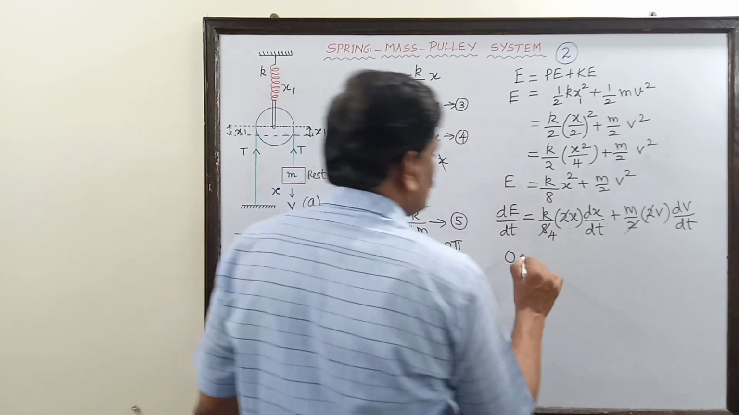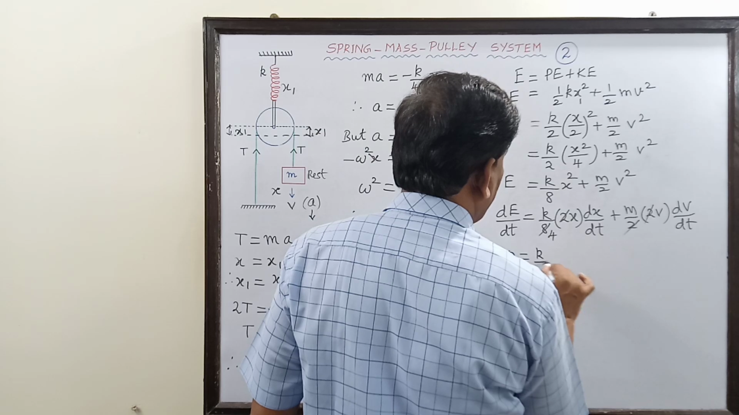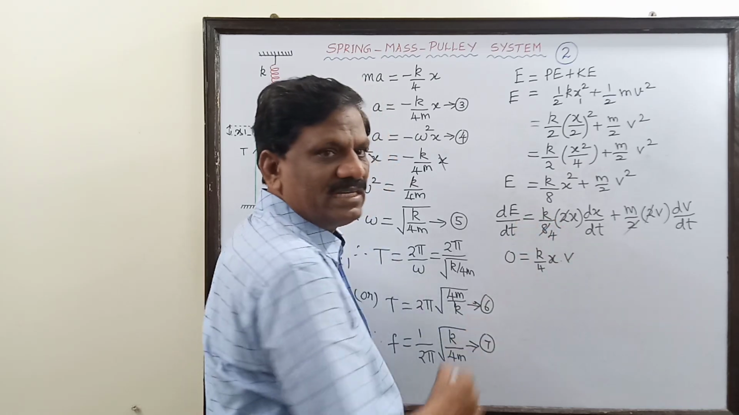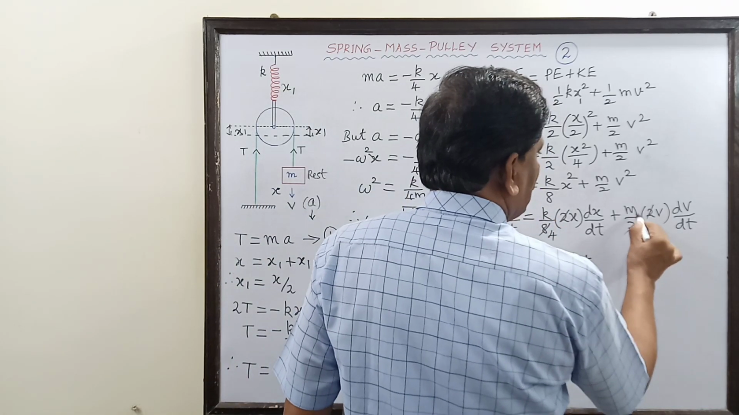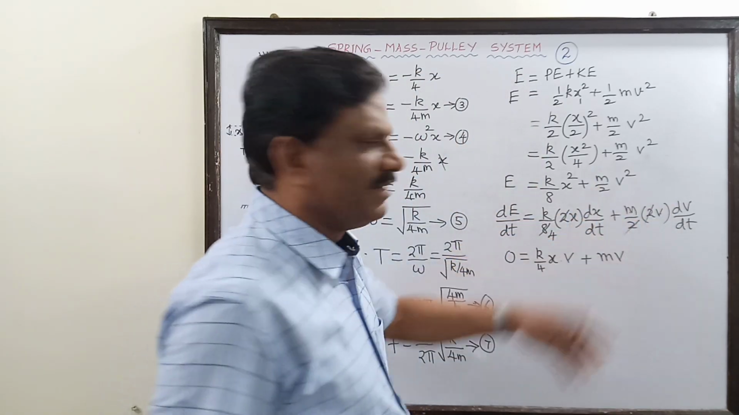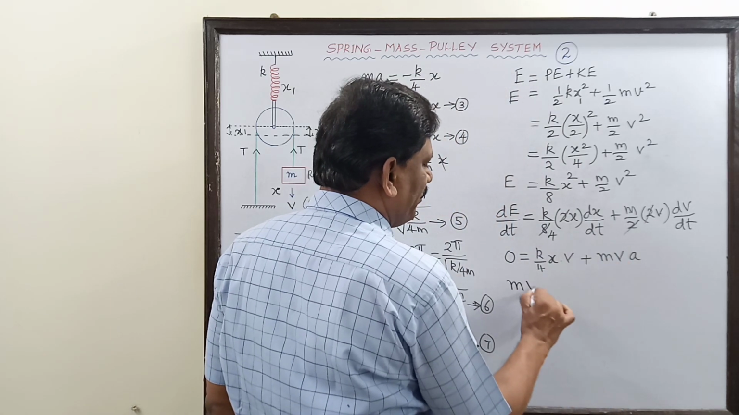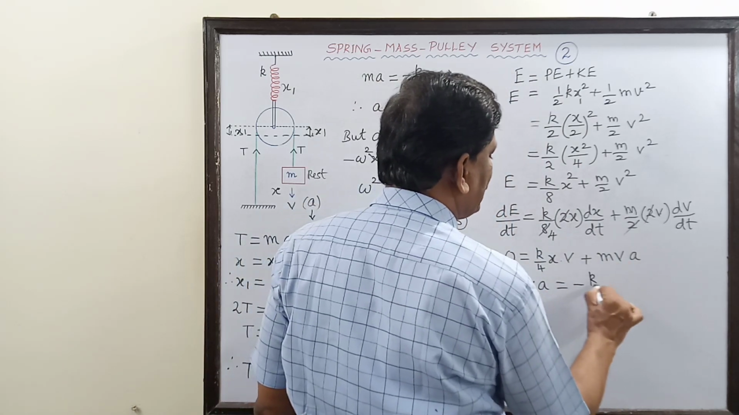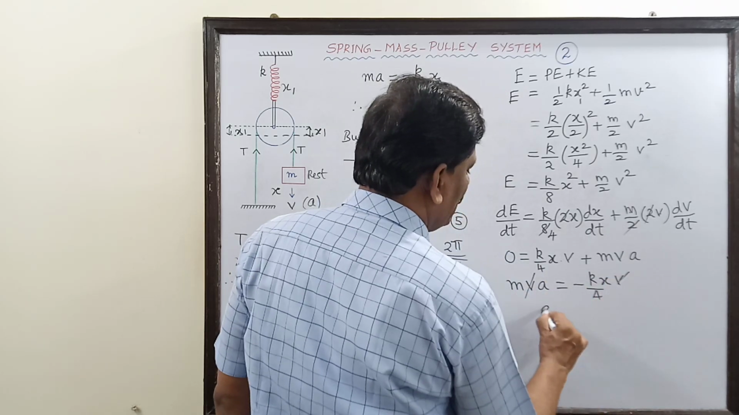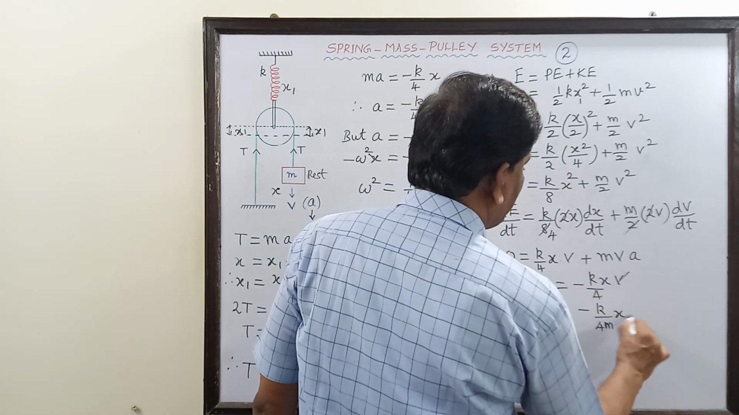It is 0. So this is now equal to k by 4 into x into dx by dt, which is the velocity v, plus m into v into dv by dt. The rate of change of velocity is the acceleration, so this is equal to a. So shifting this to the left hand side, m into v into a is equal to minus k by 4 x into v. So cancelling v and v, a is equal to minus k by 4m into x.